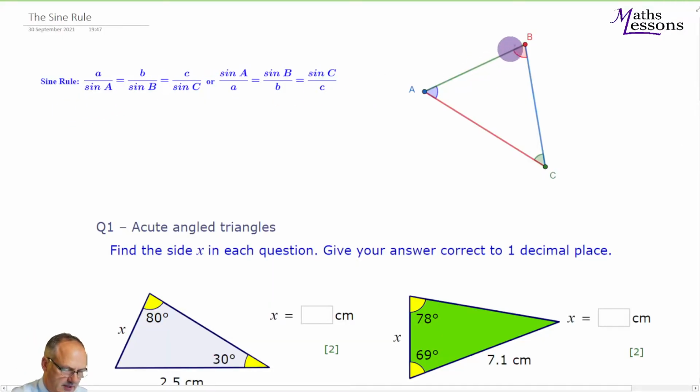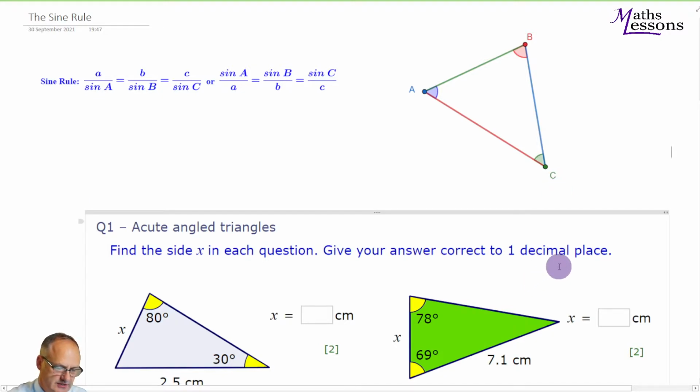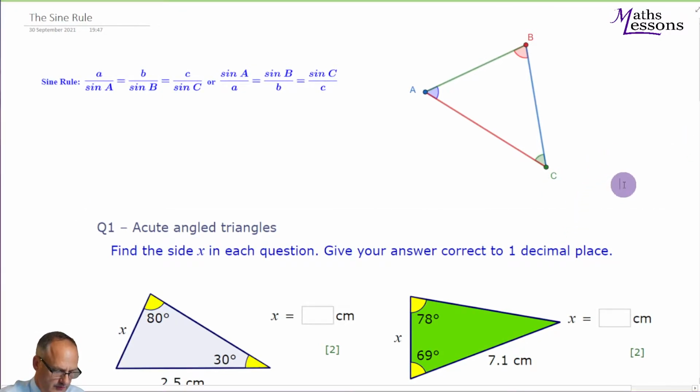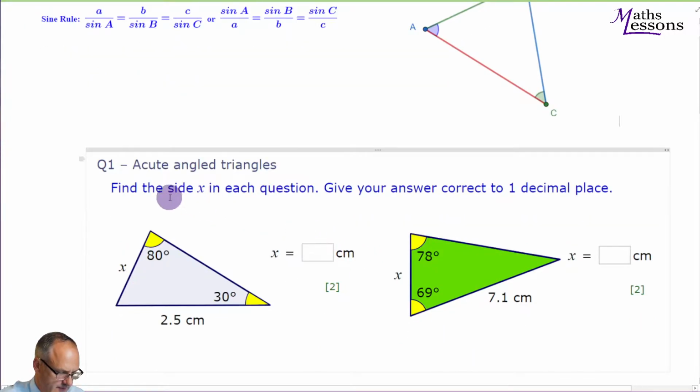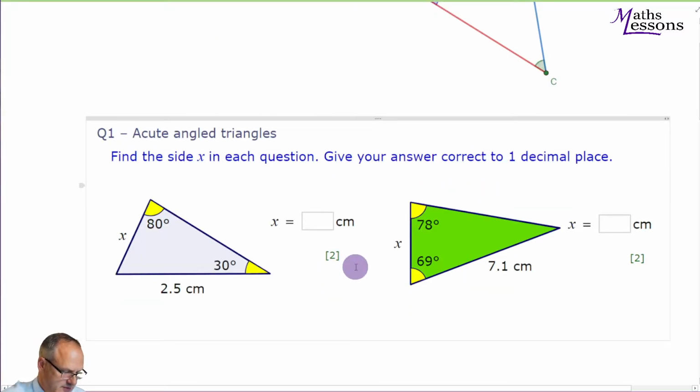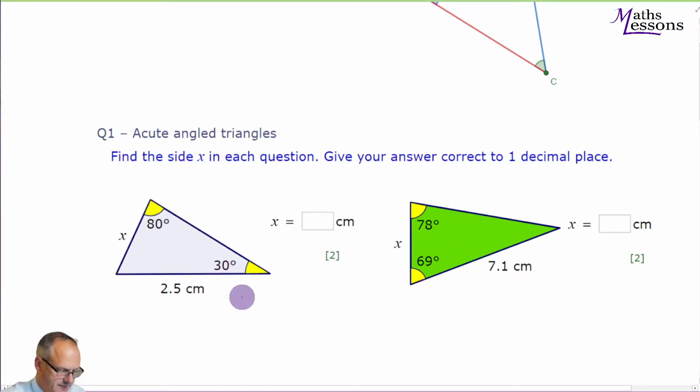So we've got our formula here and we've got our triangle here, and we're going to try and work out these questions. So moving on to our first question, we're going to find the side x in each question, giving your answer correct to one decimal place. So we're going to do this one first. So I'm going to label my triangle A, B, C, and my opposite side a, my opposite side here b, and my opposite side c.